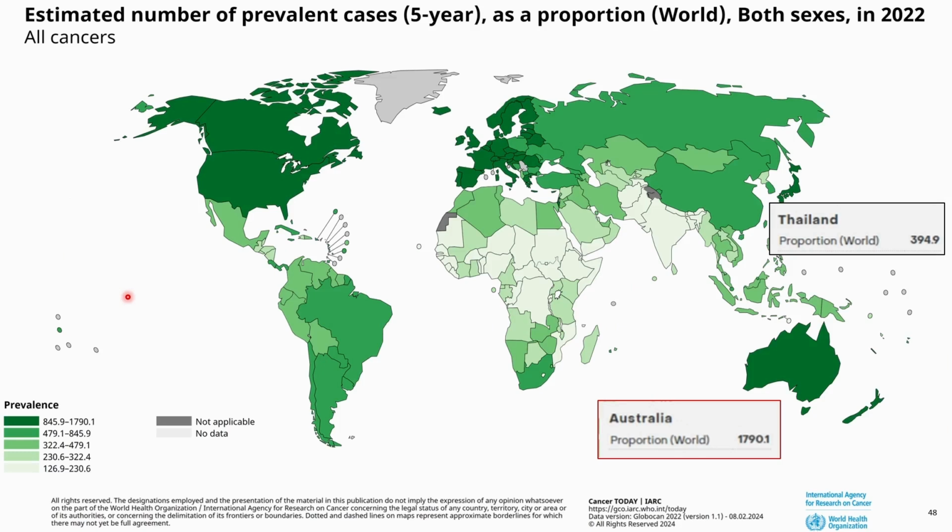If you look at the prevalence of cancers, you can see mainly the developed countries have the highest rate of cancer, like USA, Canada, Australia. Actually, Australia reported the highest in the world. And if you look at Thailand, it's not very safe, but it's in the second or third group category.